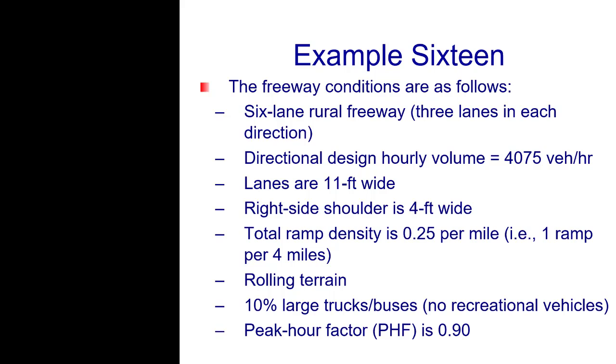Example 16. The freeway conditions are as follows. A 6-lane rural highway, 3 lanes in each direction. Directional design hourly volume of 4,075 vehicles per hour. Lanes are 11 feet wide. Right side shoulder is 4 feet wide. Total ramp density is 0.25 per mile. Rolling terrain, 10% large trucks and buses. Peak hour factor, 0.9.